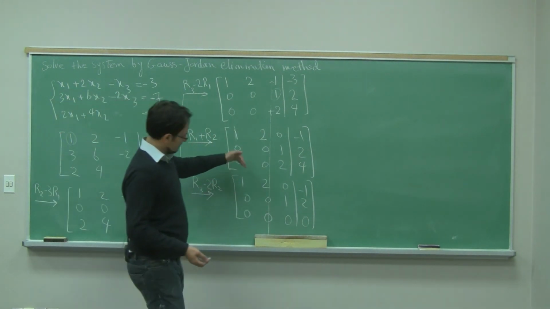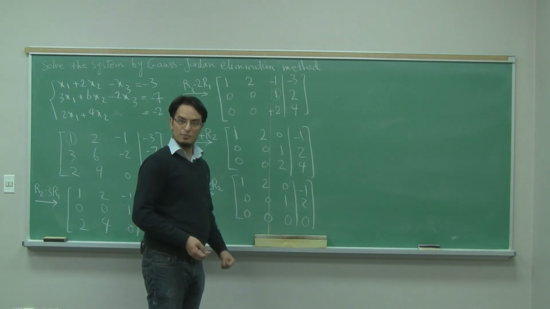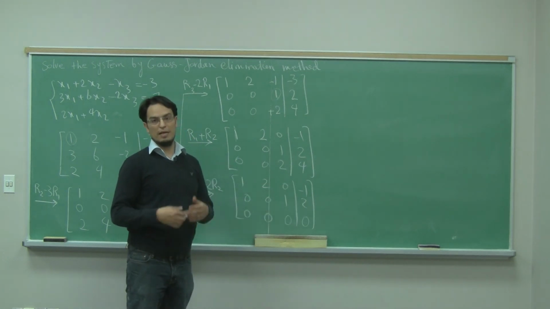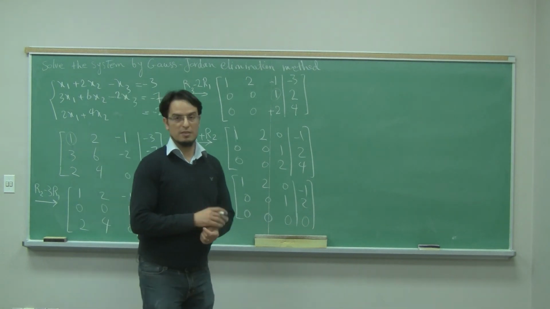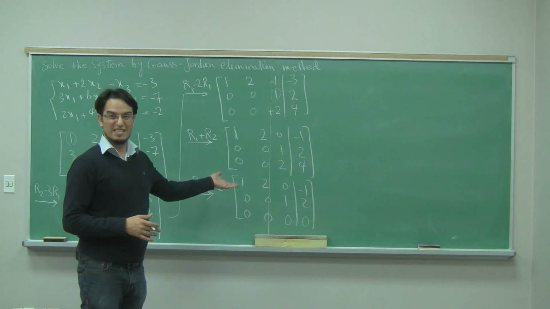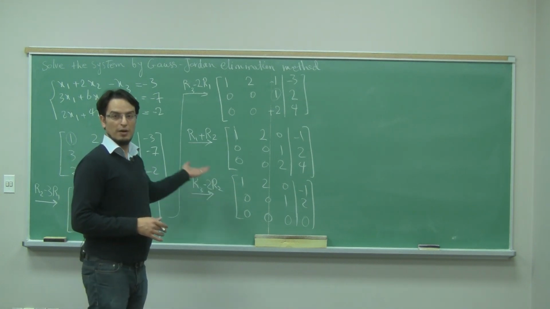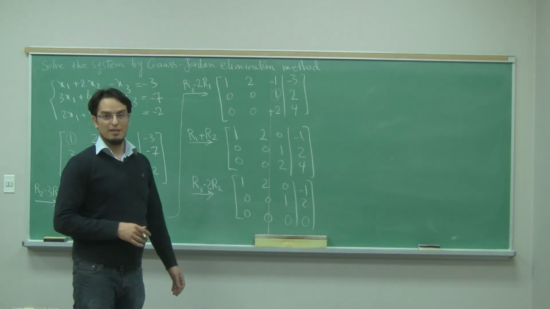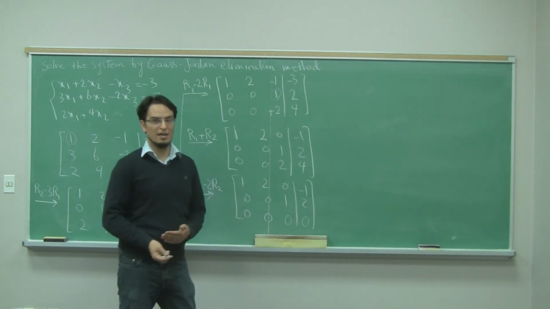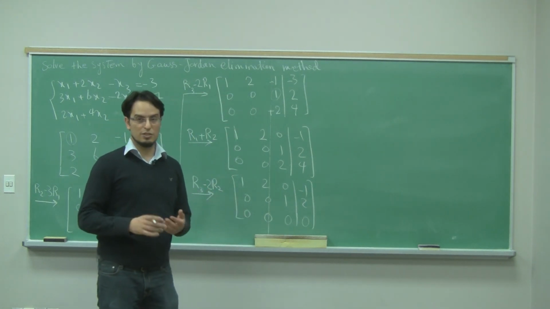Well, I'm done because I had 3 columns and I checked every one of them and made leading ones where it was possible to make them. So this is, in other words, the row-reduced echelon form of that augmented matrix. Then the next step is that I have to find the solutions.